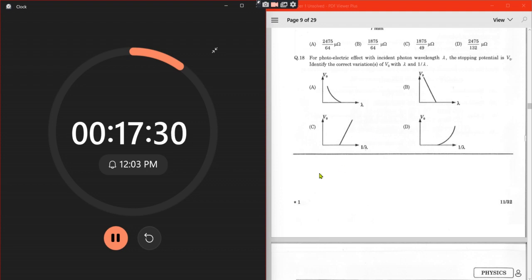Which happens to be over here and here. As 1 upon lambda increases, this also increases. So it's C, I think. C looks correct, this one is not correct. So A and C and C. The answer for 19th is A, and the answer for 18th is A and C.